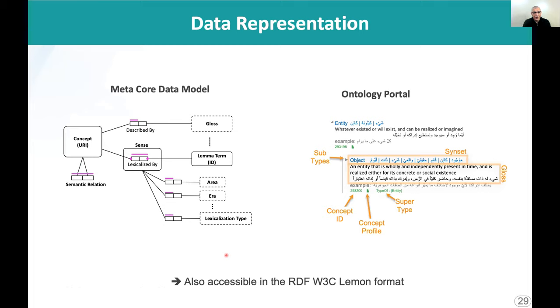I will not spend much time here, but I would like to say that the data representation, the data model of the ontology, is similar to WordNet's model. In addition, we included the area and era in which the sense is used, and the lexical type, whether it is a technical sense, classical Arabic, modern standard Arabic, a dialect term, etc.